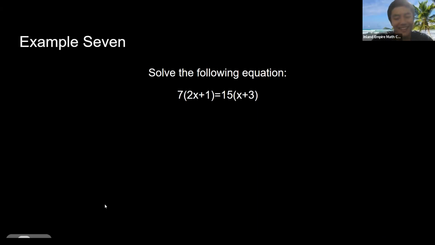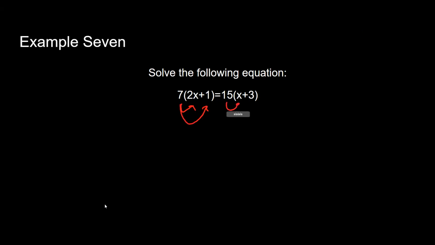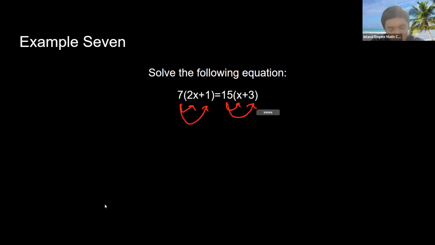So again, like Kaden solved the problem last time, you want to start with the distributive property, right? To expand all the terms, so you have something simpler to work with. So expanded, you would have 14x plus 7 equals 15x plus 45. And it's just, again, an application of the distributive property. Justin, you are exactly correct.